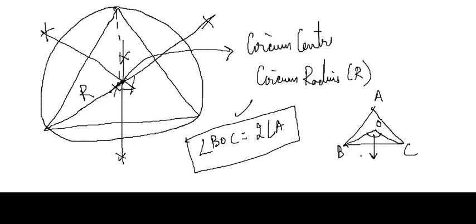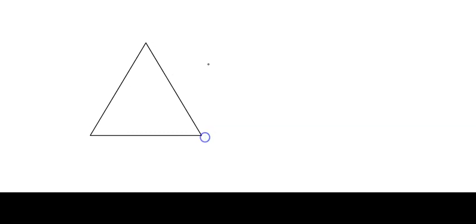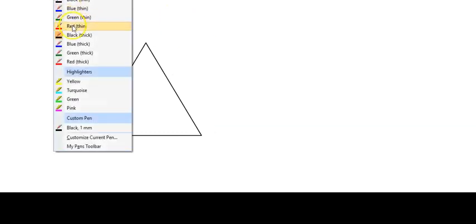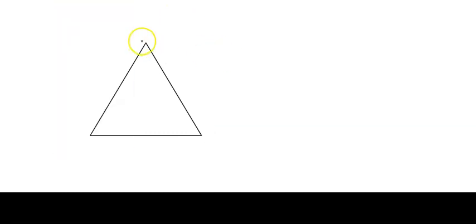One more thing. In case of a triangle, let us say this is a triangle, and if I draw all altitudes, this is an altitude, this is an altitude, and this is an altitude.